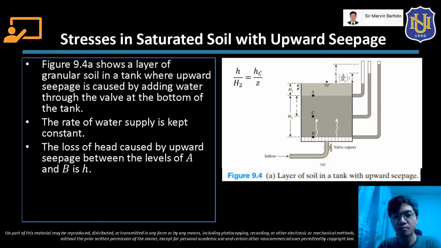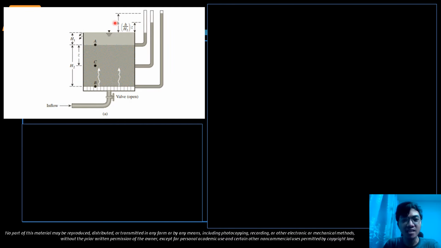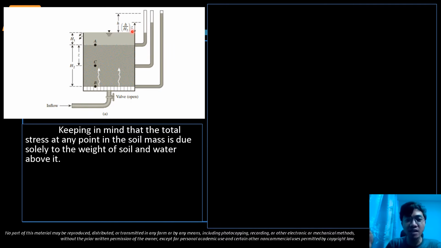Alright, so from here, class, let us determine the total stress, pore water pressure, and effective stress at different points dito sa figure natin. So, class, keep in mind that the total stress at any point in the soil mass is due solely to the weight of soil and water above it. So, mag-start tayo, class, dito sa point A.